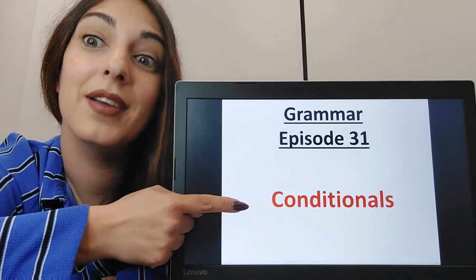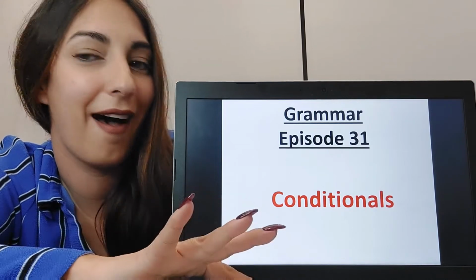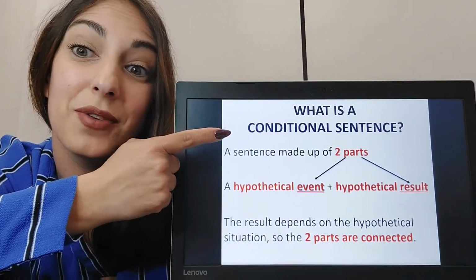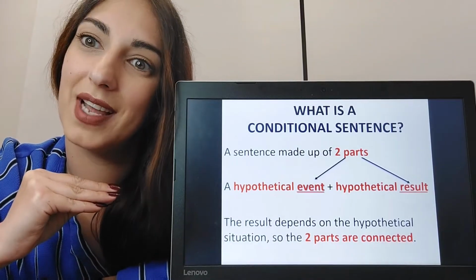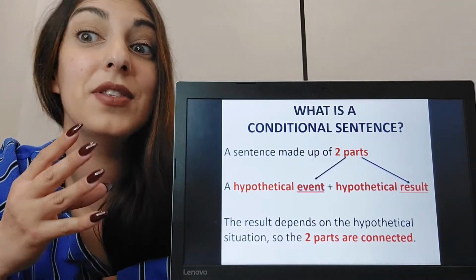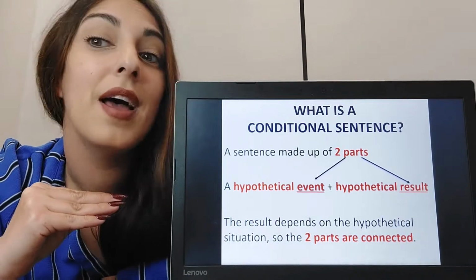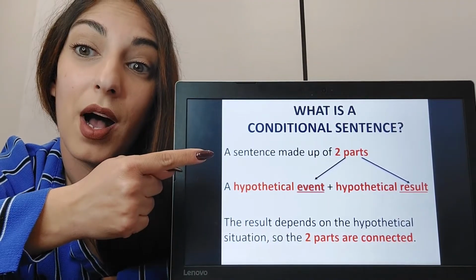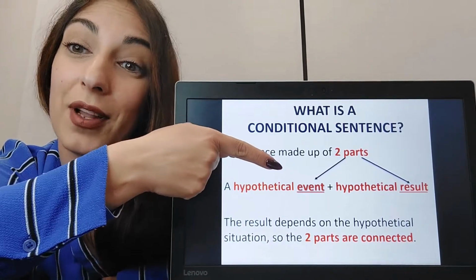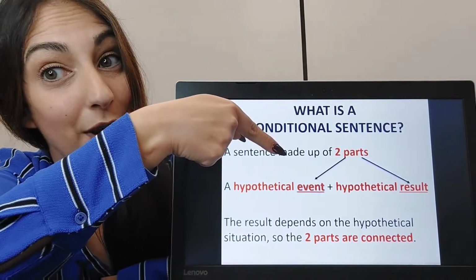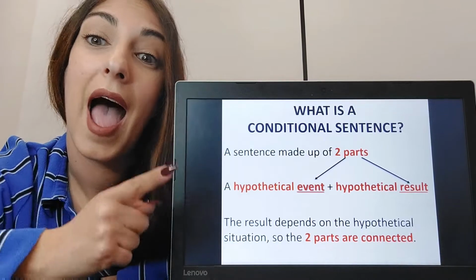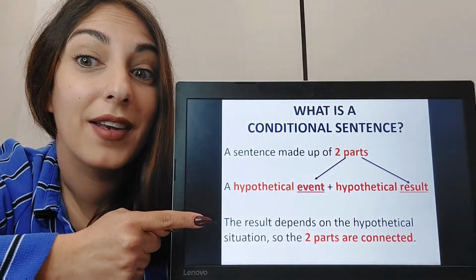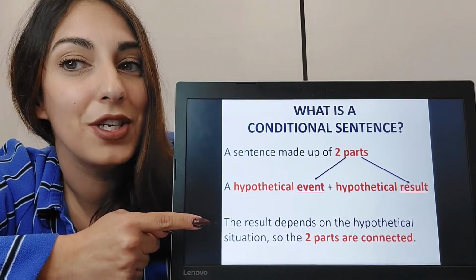Today we're talking about conditionals. Let's see what they are. Now a conditional sentence is what we call the if type of sentence. If this happens, this will be the result. Now it's always made up of two parts: a hypothetical event or situation and a hypothetical result. And the two parts are connected. They depend on each other.